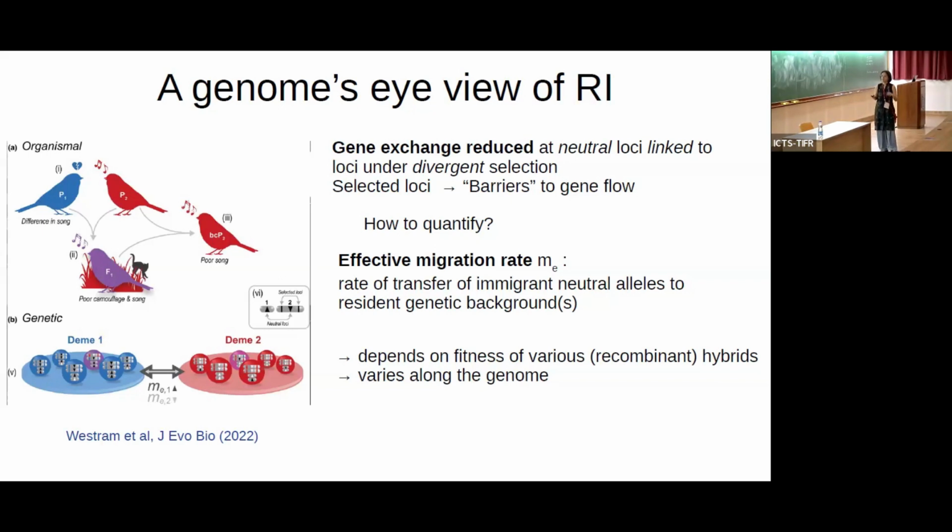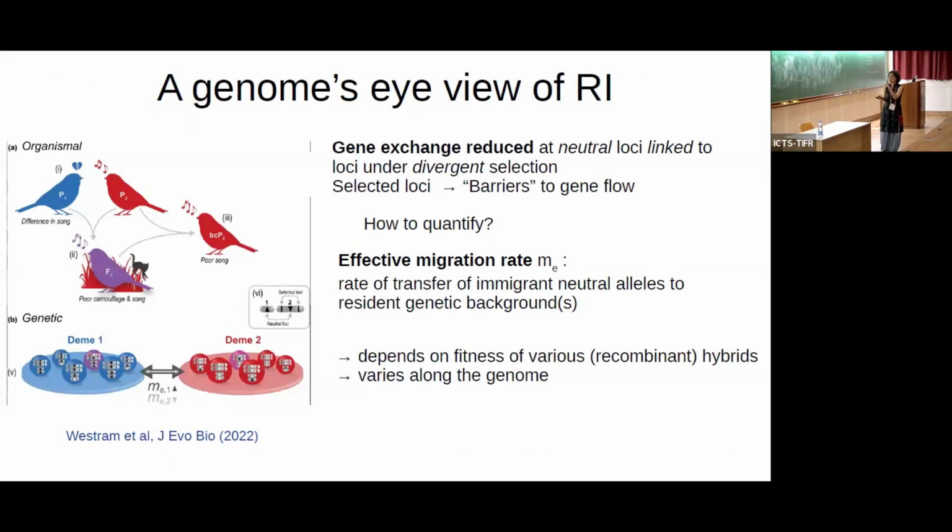And the second thing is that if you want to quantify how much it's reduced, then it depends on how unfit these hybrids are, and not just these hybrids, but also other recombinant offspring, which might now carry not two bad alleles, but let's say one bad allele. So you need to know the relative fitness of all these recombinant hybrids and recombinant descendants to quantify this. These fitnesses are going to determine the effective migration rate.